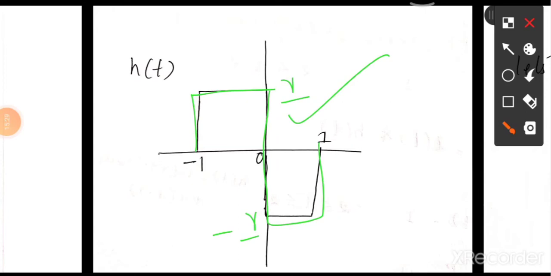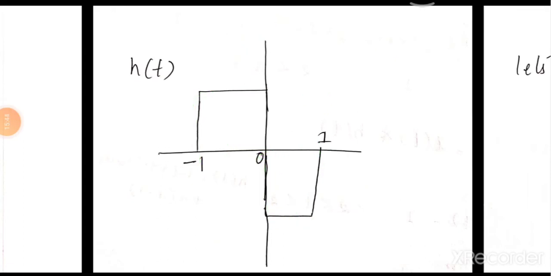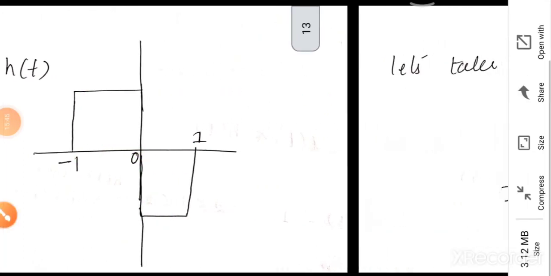Be careful, from minus 1 to 0 its magnitude is plus 1. Okay, from 0 to 1 its magnitude is minus 1. We get confused or we forget immediately that its magnitude is plus 1 and its magnitude is minus 1. You be careful about this.